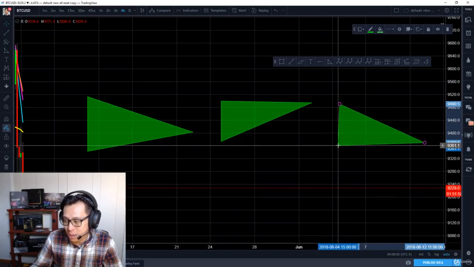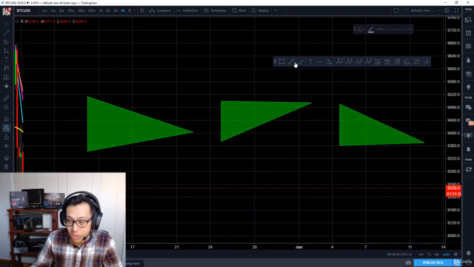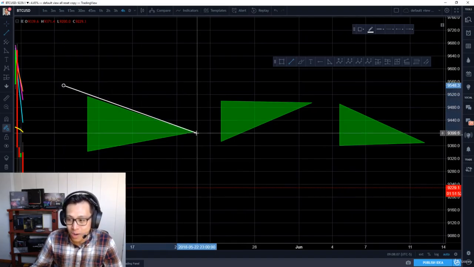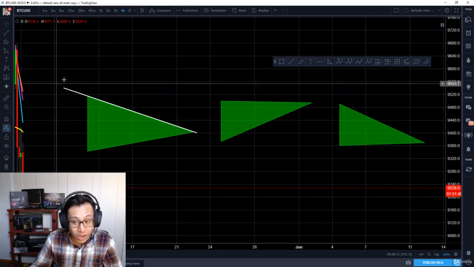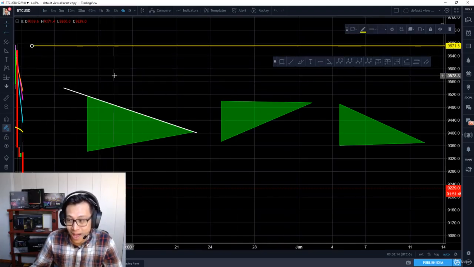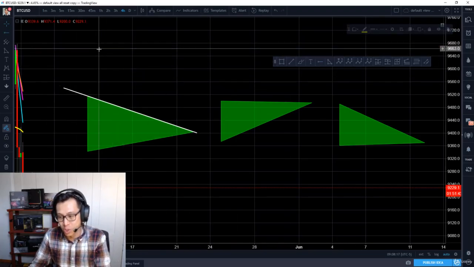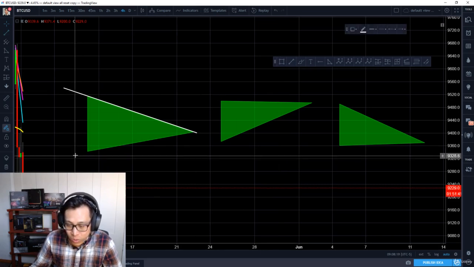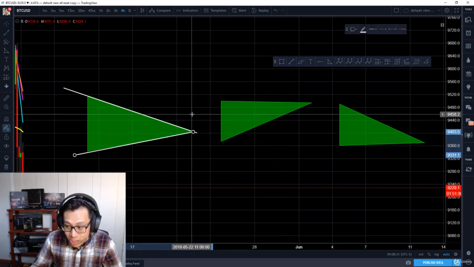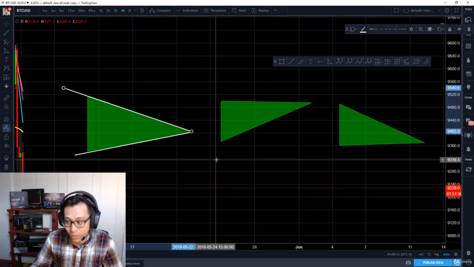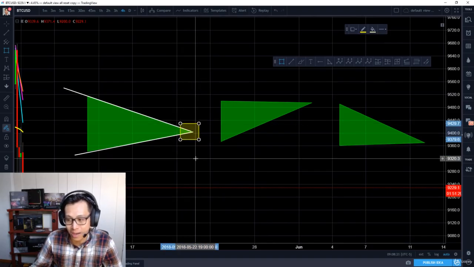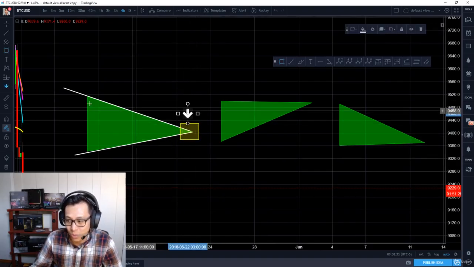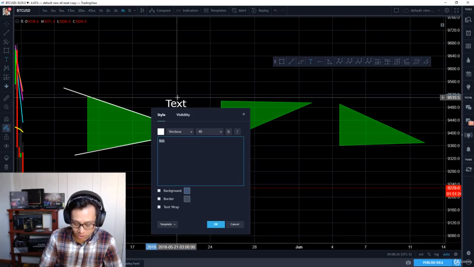Notice that this symmetric triangle has two sloped lines. Remember how we were talking about how resistances and supports can be not just horizontal like that, but also sloped as well. Notice how this one has two converging lines that end up meeting somewhere, right? This particular point right here, guys, that I'm about to highlight in yellow for you is called an apex, okay? I'm going to label it for you guys as well. That is called the apex right here, okay?